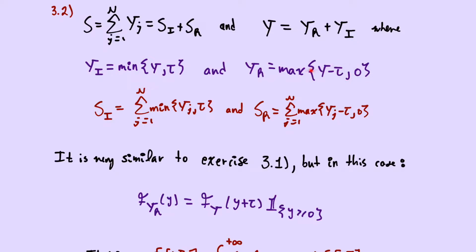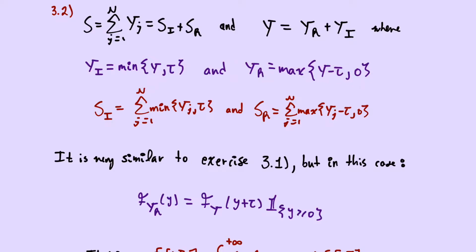This says that the reinsurance company will pay y minus tau in the case when y is greater than tau, that is when this is the maximum. It is y minus tau because in that case the insurance company will pay the value of tau, so y minus tau plus tau would be equal to y. And in the other case, when y is less than tau, this maximum would be 0, and then the reinsurance company will pay 0.